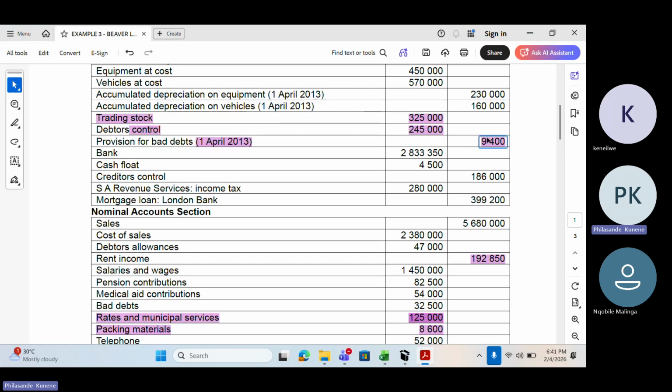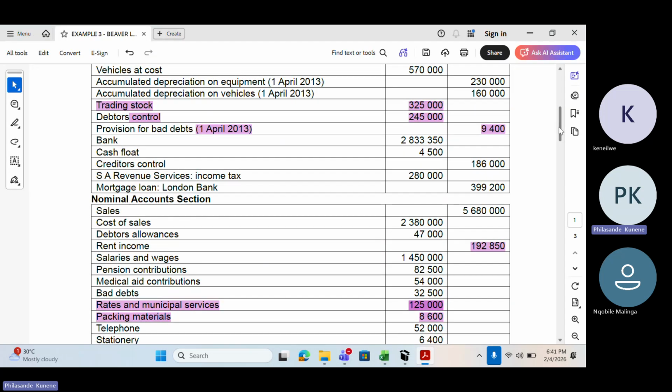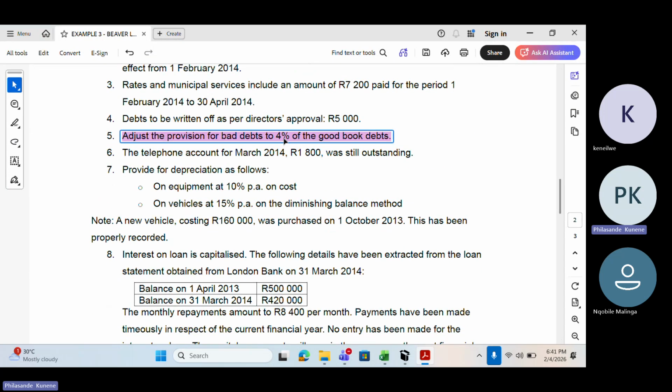9,400, because that's the amount that I have here. But now, because I'm going to do the adjustment based on these receivables that I've excluded bad debt on, I'll take my 240,000 and multiply it by how many percent did they tell us? They said 40%. We need to adjust the provision for bad debt to 40% of what? To 40% of the good book debt. Sorry, not 40%, but 4%.